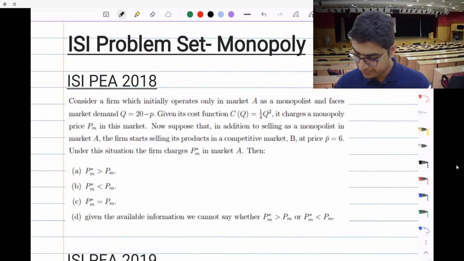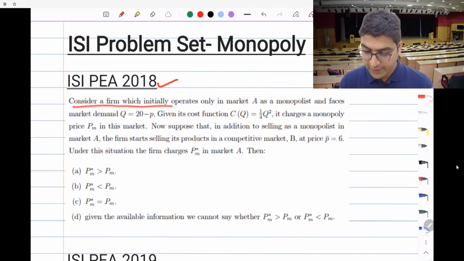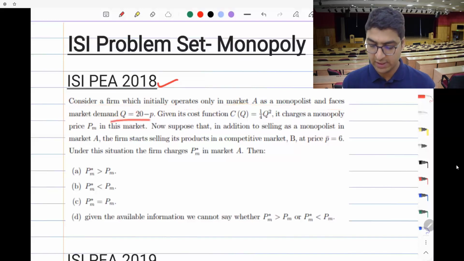Okay, let's begin. This first problem of monopoly is from 2018. The question is, consider a firm which initially operates only in market A as a monopolist and faces a market demand function Q equal to 20 minus P. Given its cost function, which is 1/4 Q square, it charges a monopoly price PM. If it only operates in market A, it is charging the price PM.